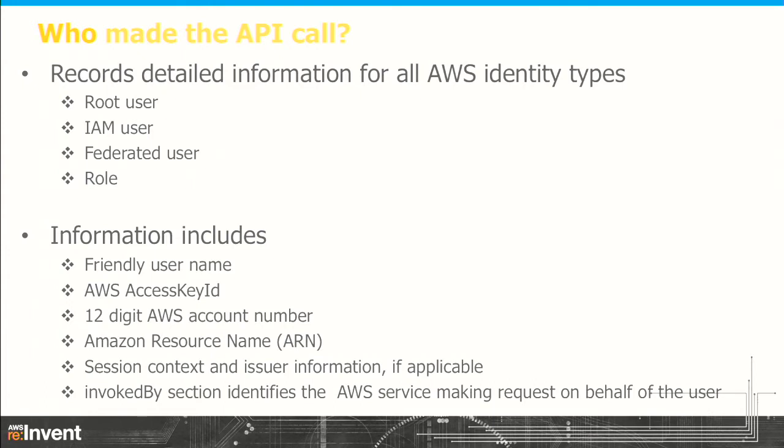And then there is specific information for federated users and roles, which are session context and session issuer information. As I talked about before, there are high-level services that you use to create AWS resources, for example, CloudFormation and Beanstalk. When those services are acting on your behalf, we record that in a specific section called invoked by, so that you know that this particular API call was invoked by a particular AWS service on behalf of a user. We'll go into examples here and talk more about them.